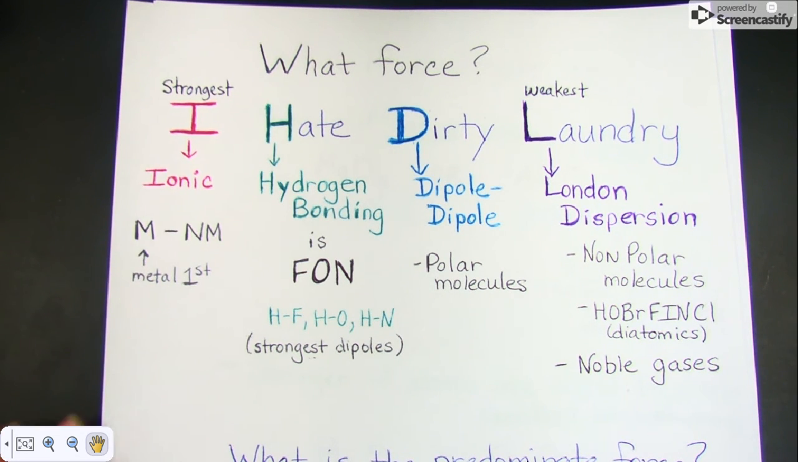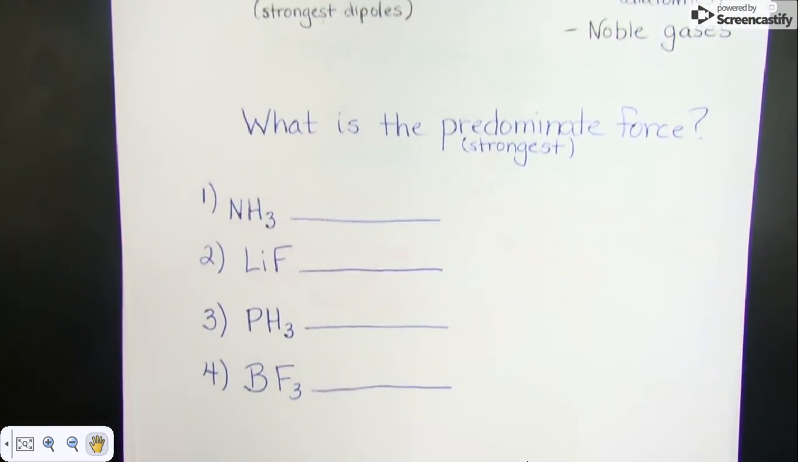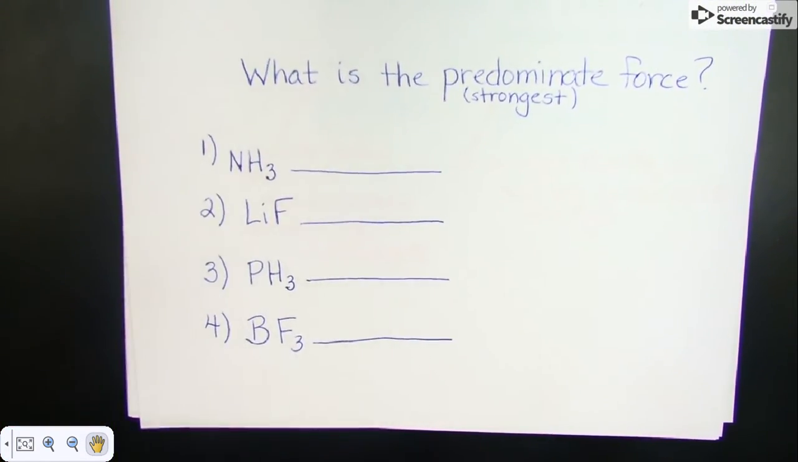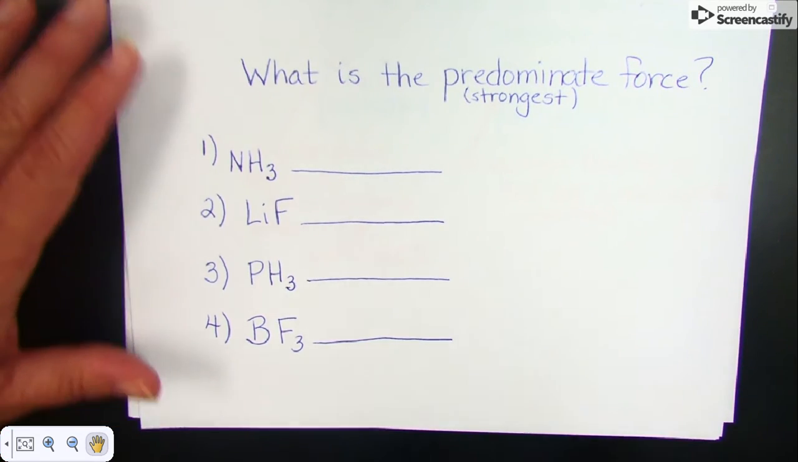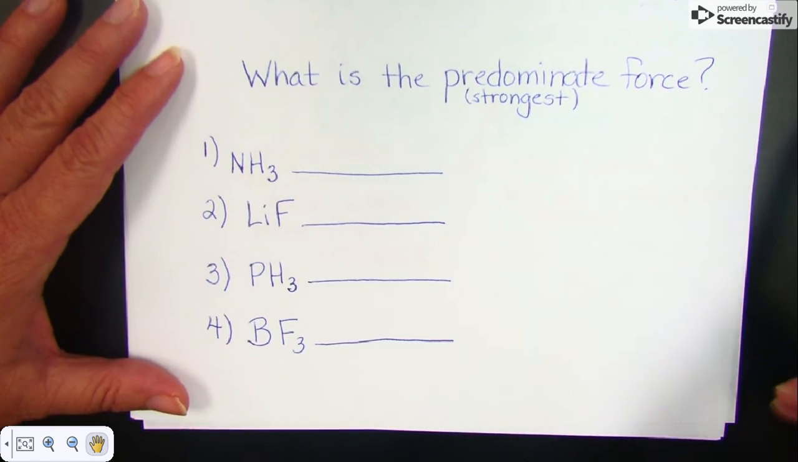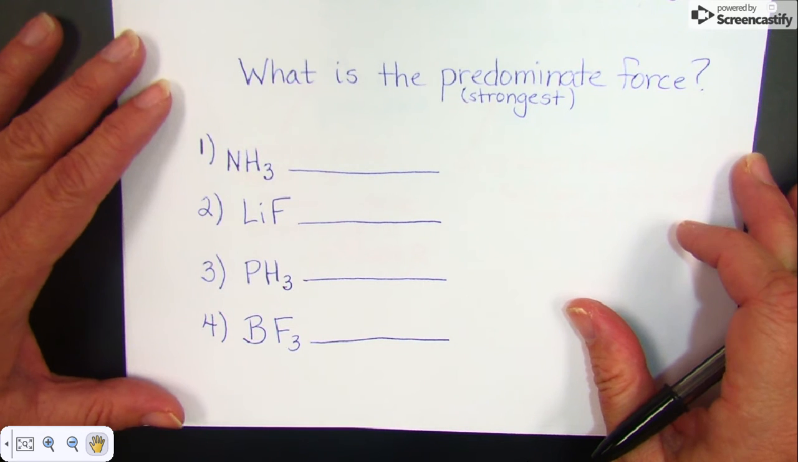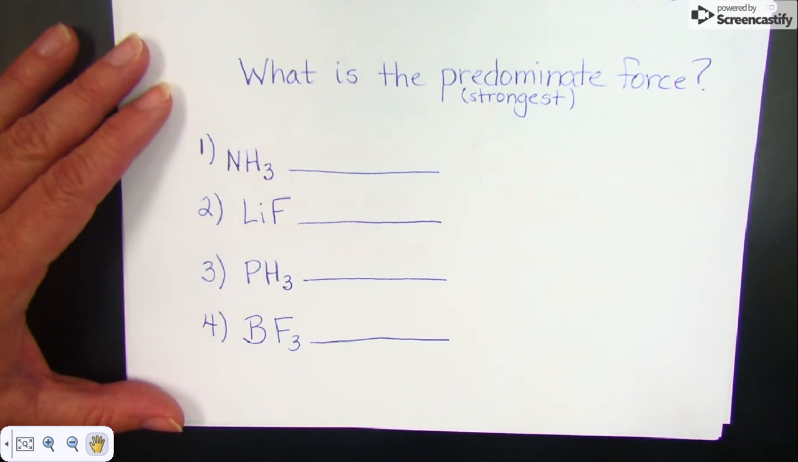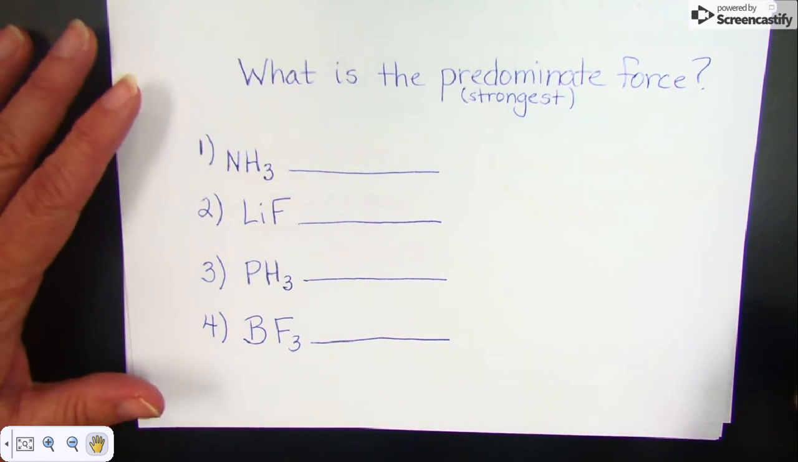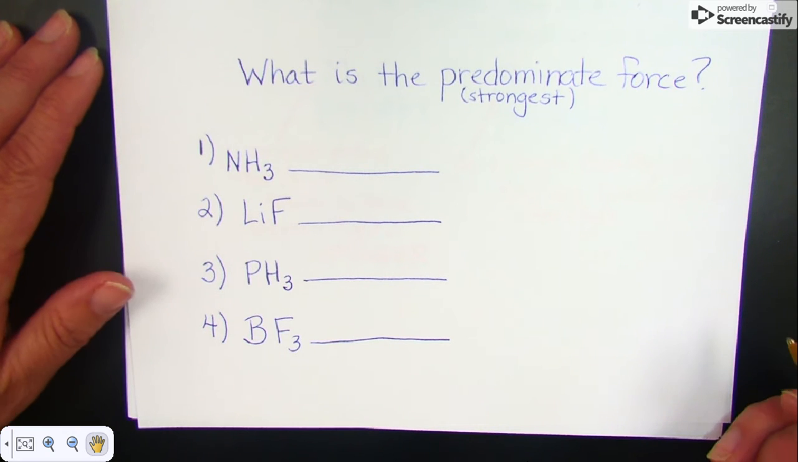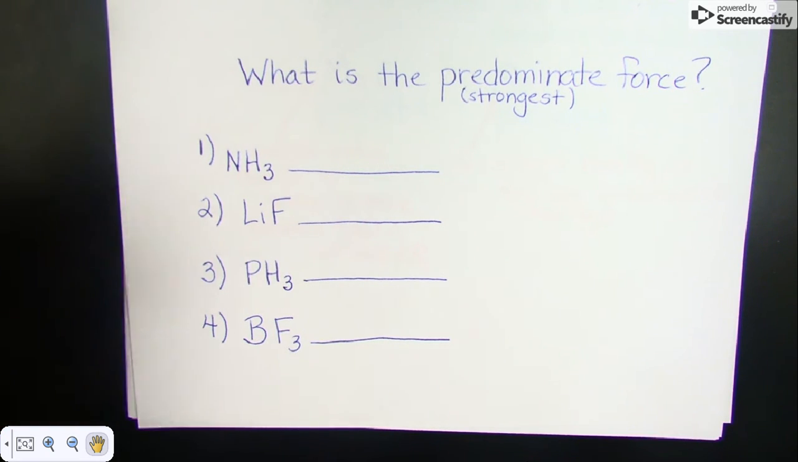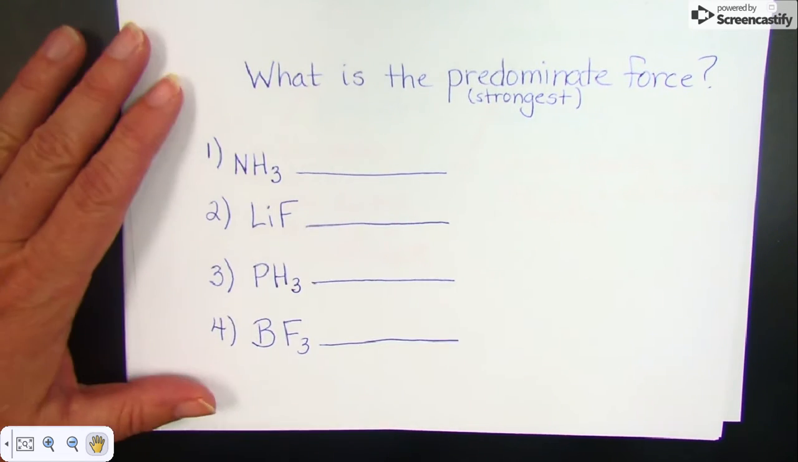Now the questions that you'll get a lot are, what is the predominant force? The predominant force means what is the strongest force available? Because really, once you have hydrogen bonding, hydrogen bonding is the predominant force. You also have dipole-dipole because it is really the same thing, and then you also have London dispersion. So every molecule actually does have London dispersion, but we are going for the most predominant force, the strongest one present.